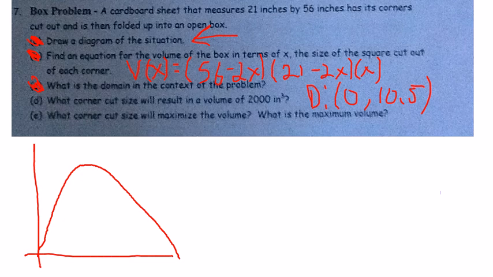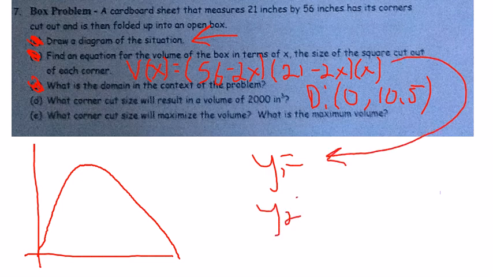So what I'm going to do is go to my y equals screen. I currently have y1 equal to this. So that's my y1. I go to y2 and set it equal to 2,000. I do that, I get 2,000, and now I'm going to go back to my graph. What happens is I get a new line that goes like this. So that represents the height of 2,000, which is a volume of 2,000.